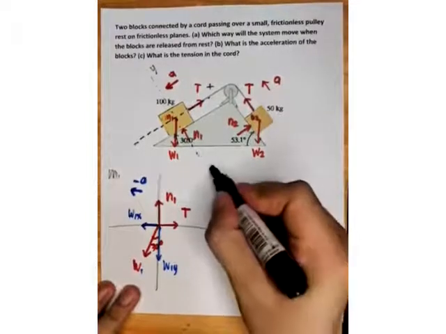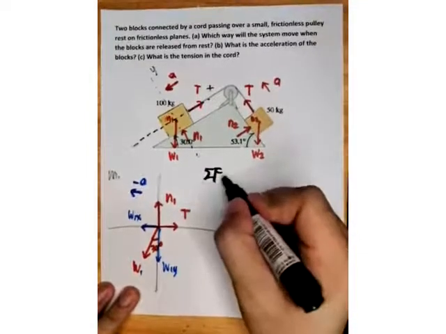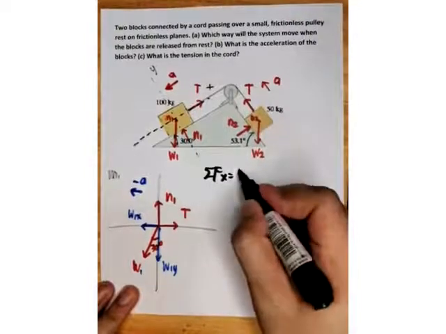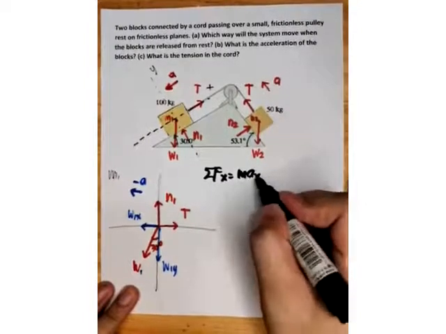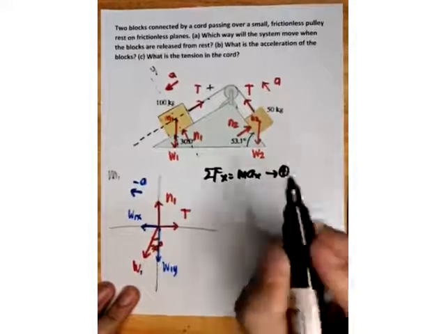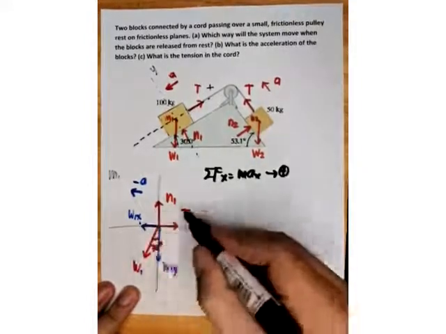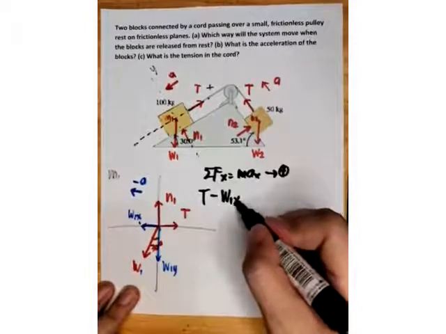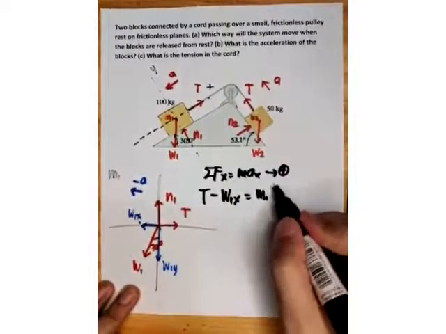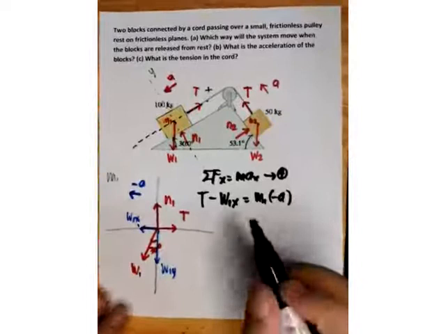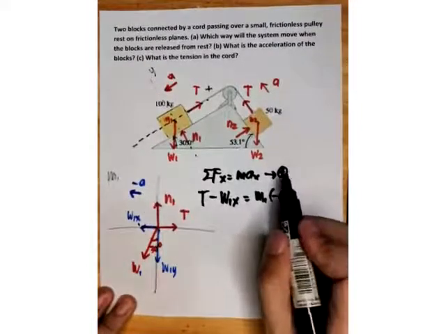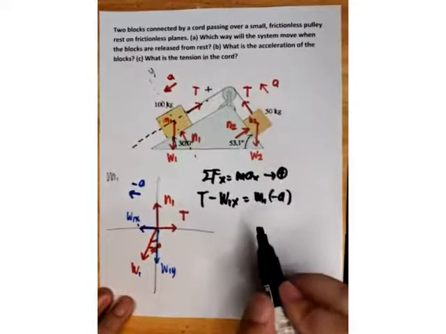Okay, so that means we'll proceed to X kasi doon lang meron tayong acceleration. So the summation of forces along X is equal to MAX. Pakanan ay positive. So focus on the forces along X. We have tension minus weight 1X. That's equal to M1 times negative A. Negative A because our acceleration is going to the left, where in our assumption, anything to the right will be positive.